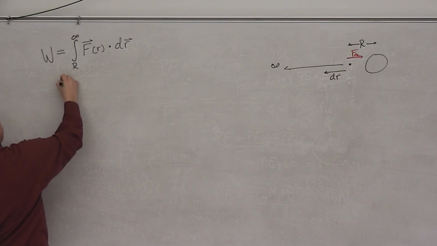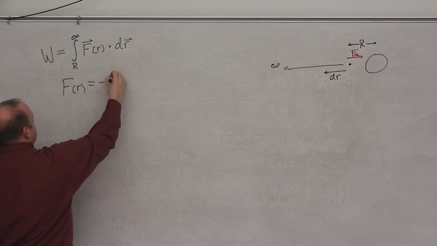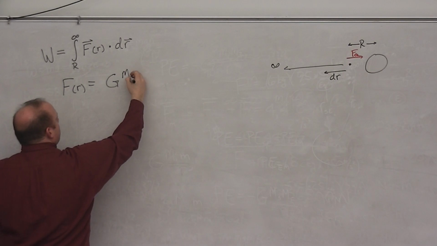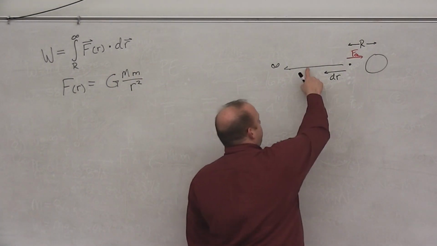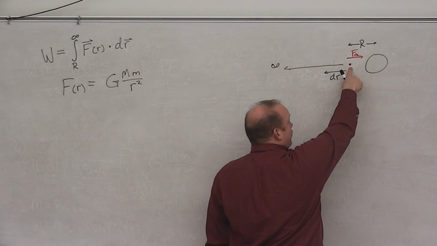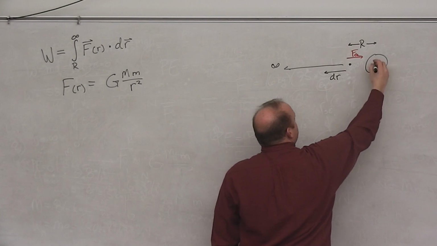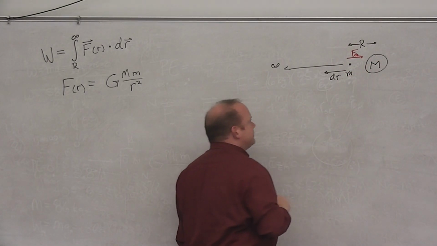Well, a few things here. F(r) is equal to negative G, should be positive, big M, little m, over r squared, whatever that distance is. So if it's here, it's going to be a different r. If it's here, it's going to be big R. That little r would be big R. This has a mass big M. This has a mass little m.